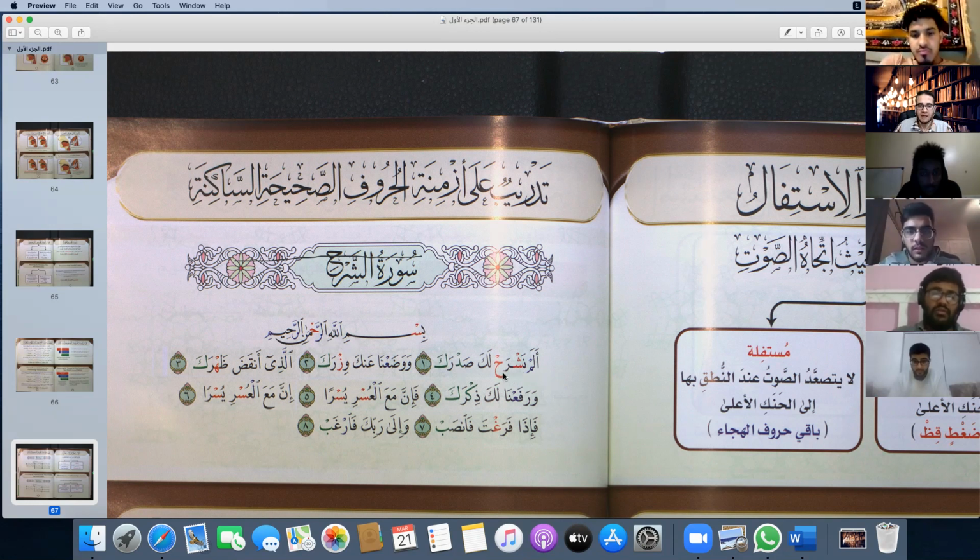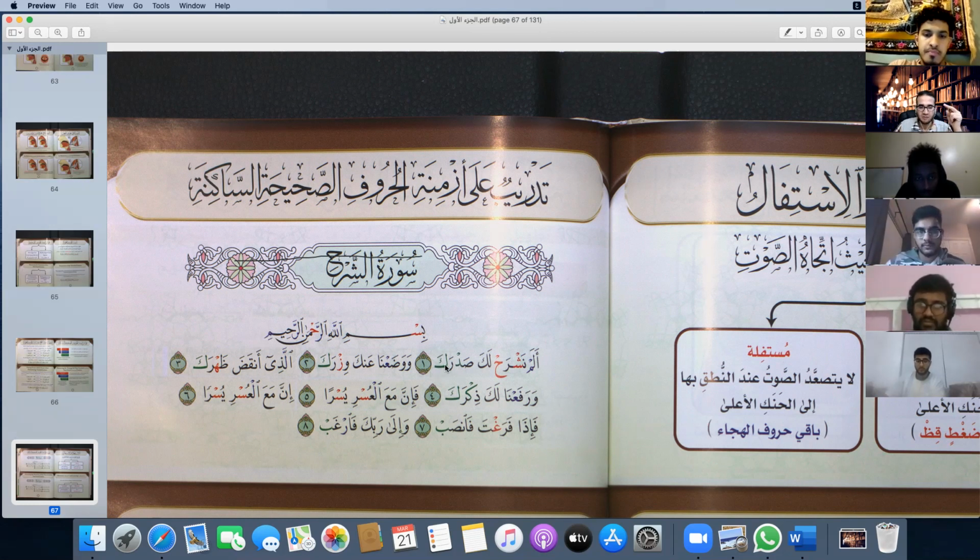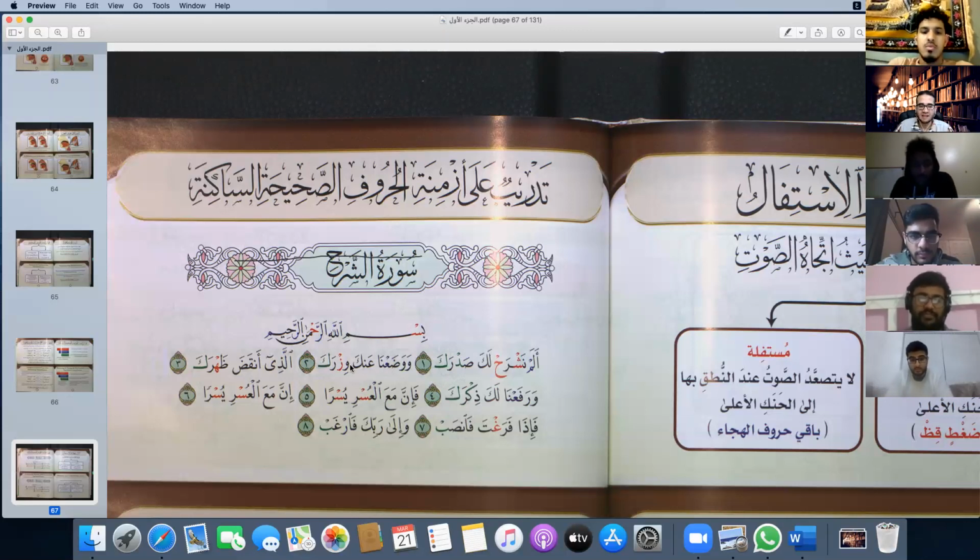Alam nashrah laka sadrak. Look at here. ألم نشرح لك صدرك. Whereas with dal and kaf, both of them are sukoons, but I didn't give them a lot of time. صدرك. I didn't say صدرك. No. ووضعنا عنك وزرك. Look at the ayn here. ووضعنا عنك وزرك. I give also the zai more time.